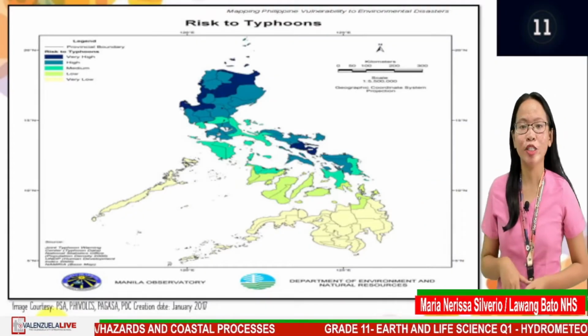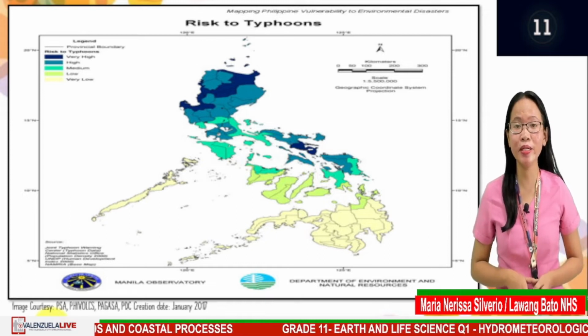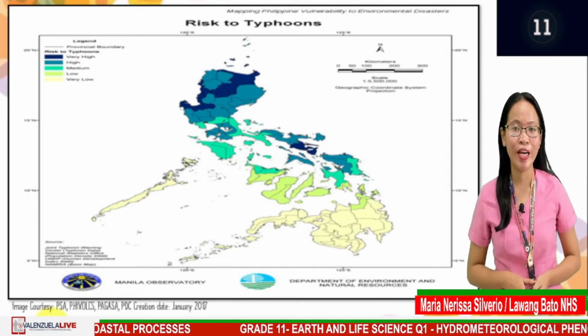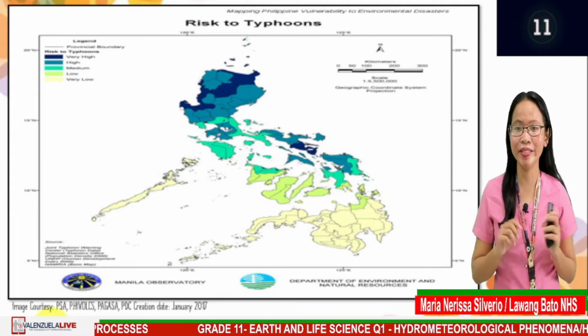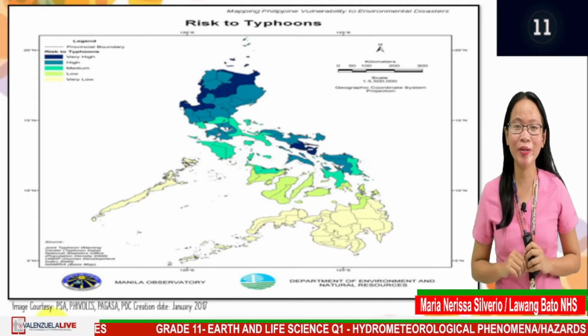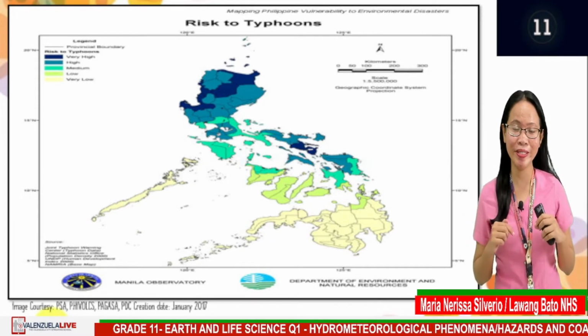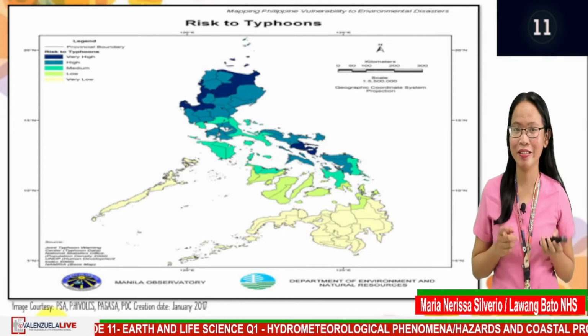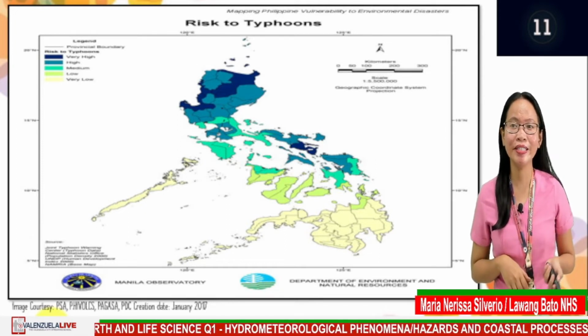Using the map, try to locate the places that are high risk in typhoons. You have 10 seconds to do it. You may place your answer in our comment section. Are you ready? Timer starts now.